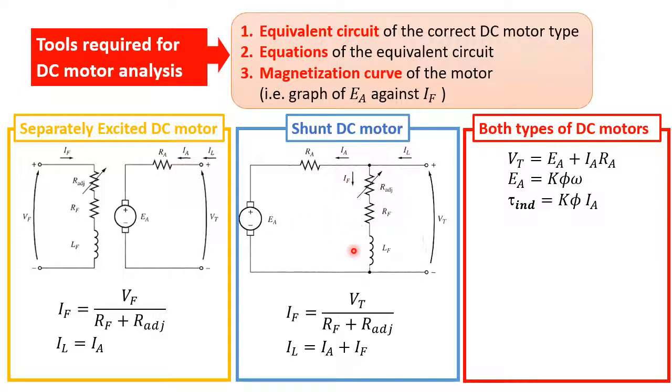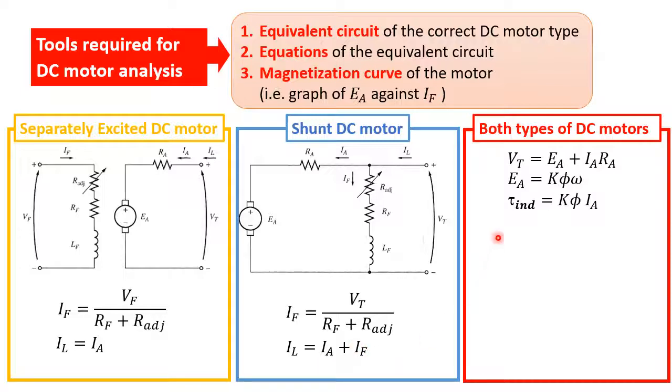For the shunt DC motor, the field winding is in parallel to the armature winding, so they share the same voltage. So the difference between the shunt and the separately excited DC motor is that when you want to calculate the field current, you have to use VT in the shunt DC motor. And in the shunt DC motor, the line current is equal to the sum of IA, the armature current, and the field current IF.